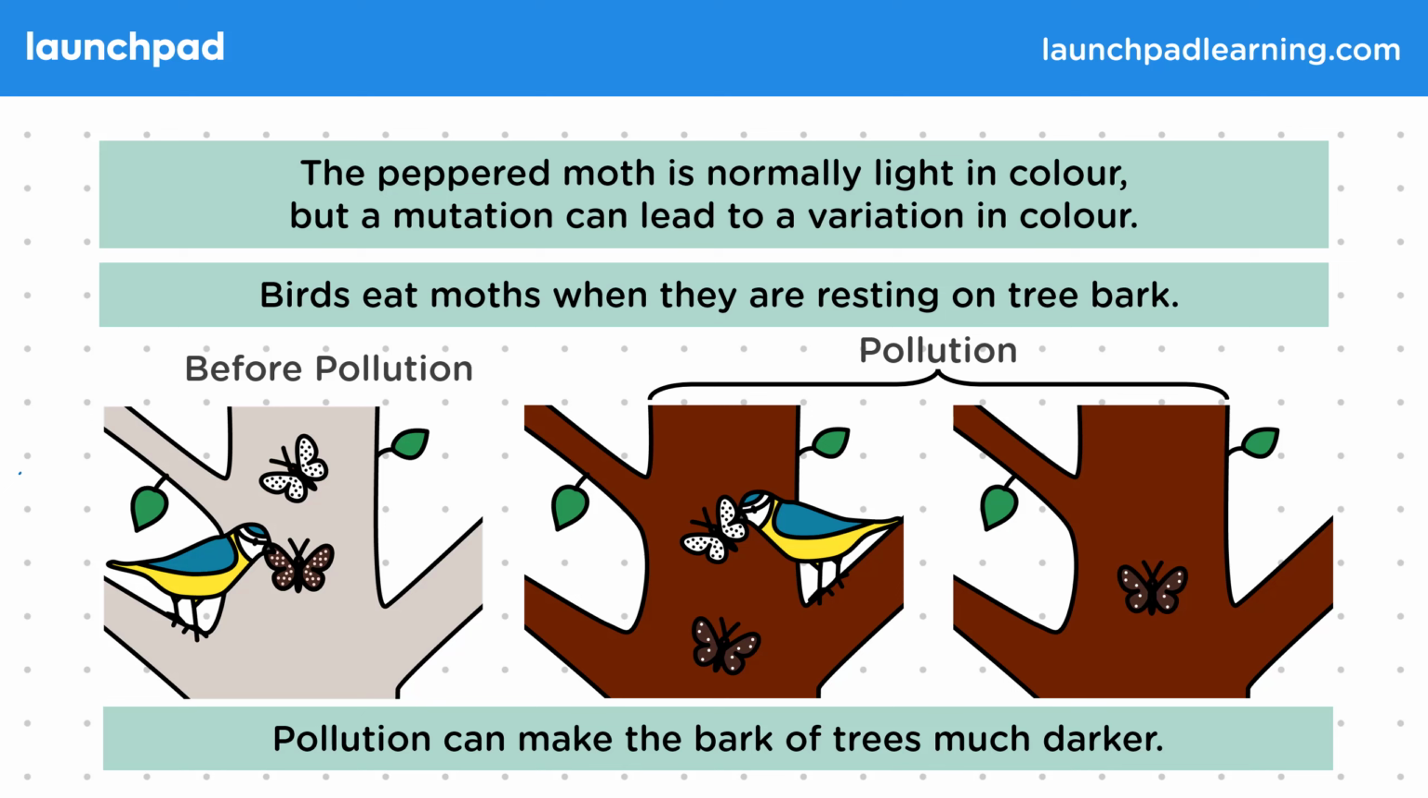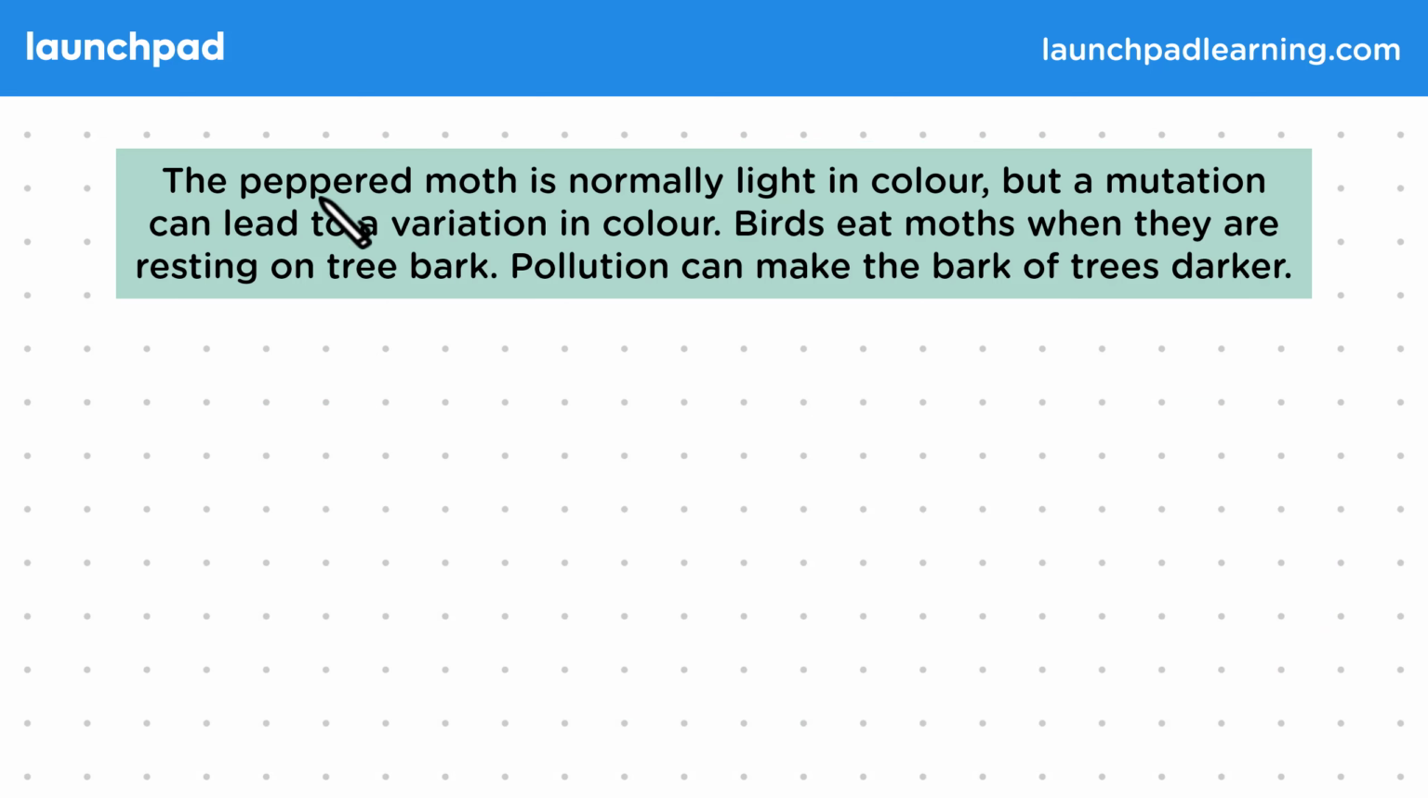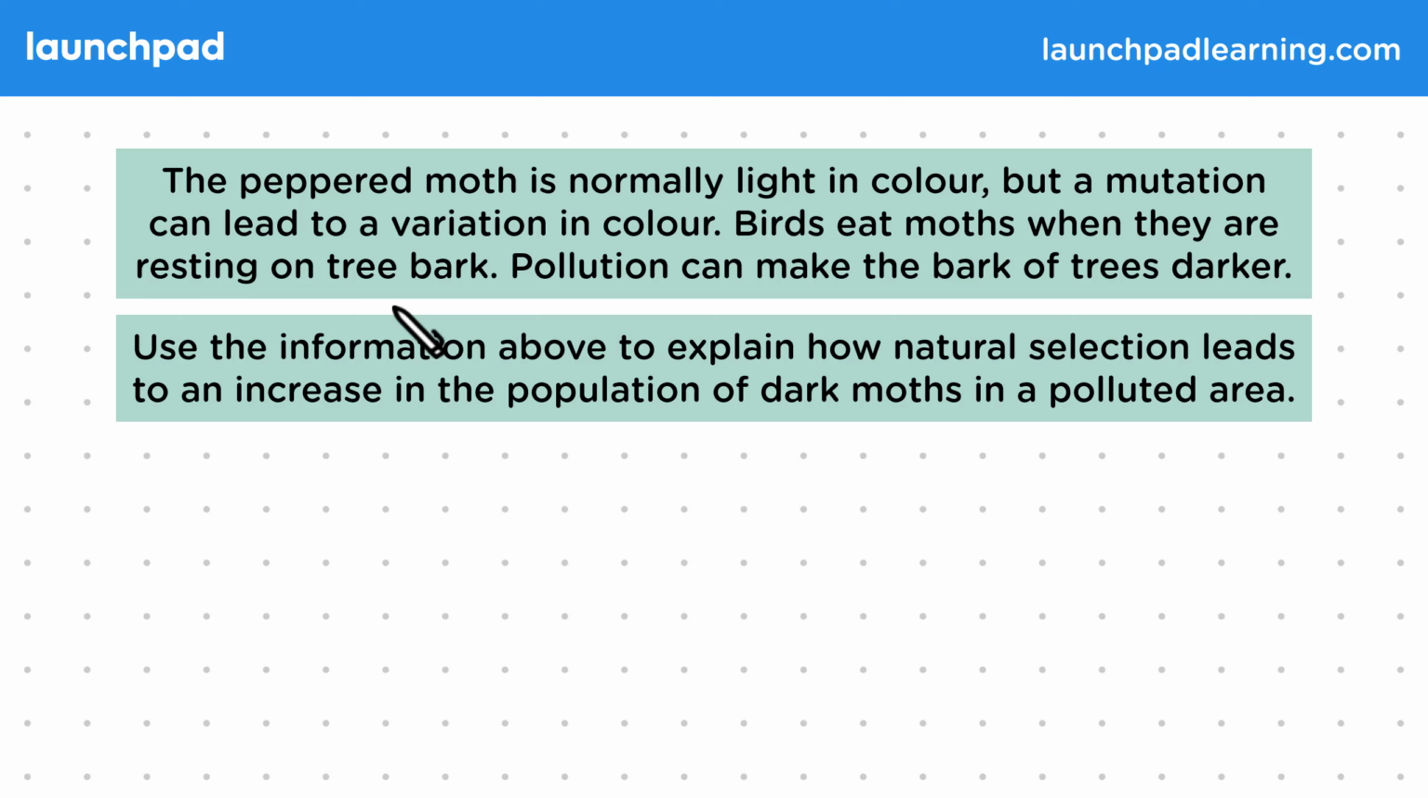So how might this example come up on an exam question? The peppered moth is normally light in colour, but a mutation can lead to a variation in colour. Birds eat moths when they are resting on tree bark. Pollution can make the bark of trees darker. Use the information above to explain how natural selection leads to an increase in the population of dark moths in a polluted area.